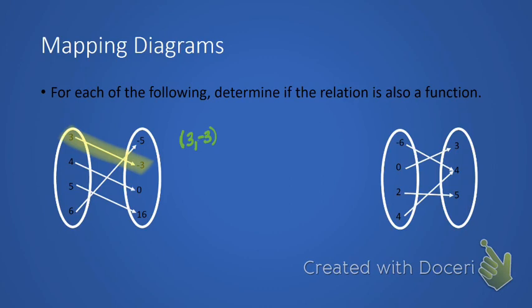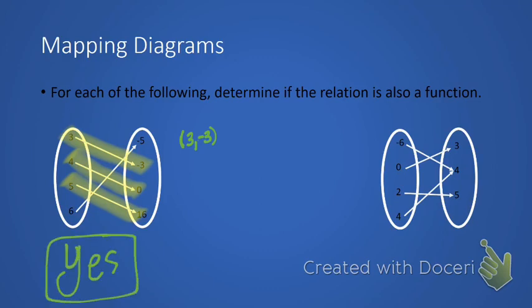Okay, so if it is a function, then my x values cannot repeat. So I have 3, -3. Then I have 4, 0. Then I have 5, 16. Then I have 6, -5. I never said the same x value twice. So, since no x value repeats, yes, that one on the left is a function.